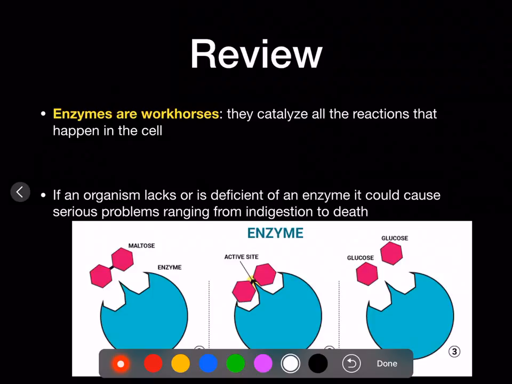So in review, enzymes are the workhorse of the body. They catalyze all the reactions that happen inside of a cell. Without enzymes, our body would fall apart. If we have a lack of an enzyme, it could be very severe. When we lack some enzymes, it can cause indigestion. For others, it can cause death. So enzymes are extremely important in our body, and without them, our body would not be able to function properly.